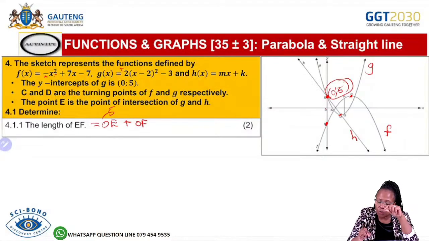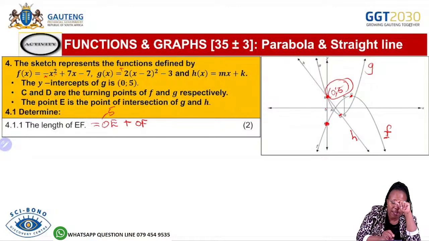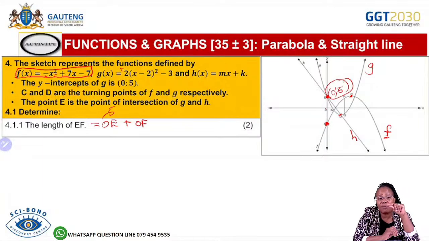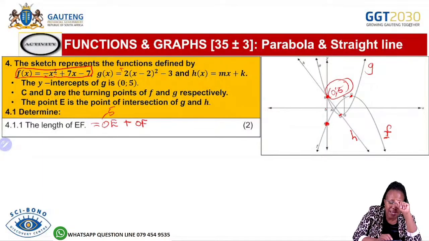But because we have the equation of f, this point lies on the f function, so we can identify the y-intercept of that graph using the equation. If you want the y, you let x equal to 0. Then can you see that your y will be -7? That means this point now is (0; -7).